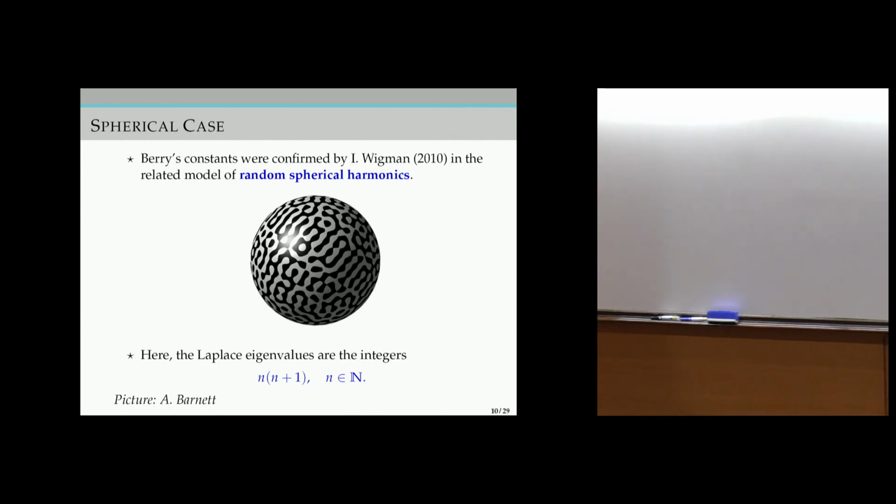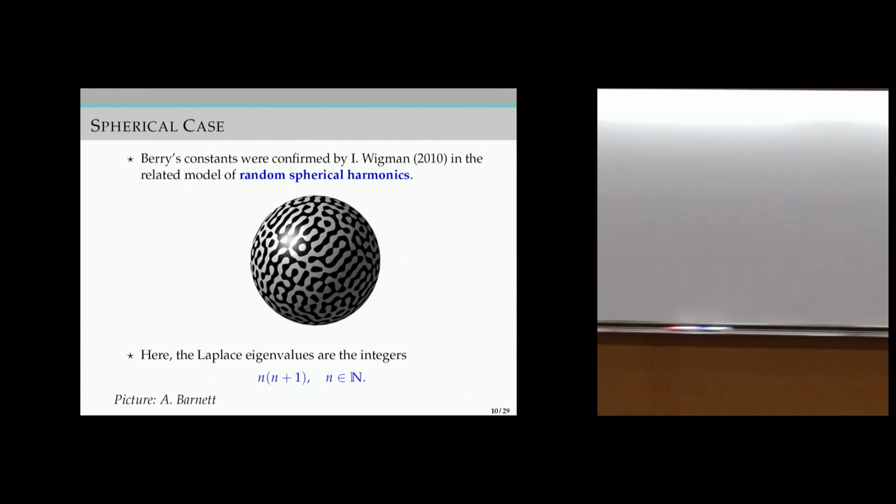You can generate those on the sphere. The black areas are the negative excursions, the white areas are the positive excursions, and the boundary between them is the nodal set. You can measure it. And what Igor Wigman proved in 2010 is that there is the same cancellation. So there is an order, which is the legitimate guess, but terms simplify exactly, and at the end you have a logarithmic rate for the variance, right?